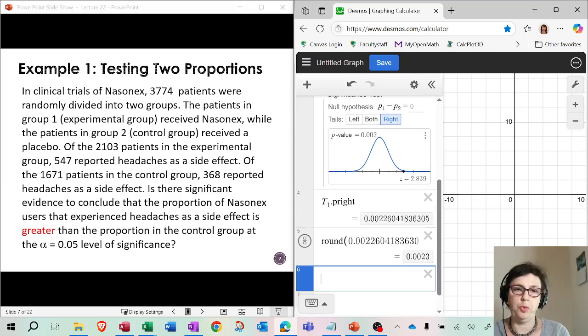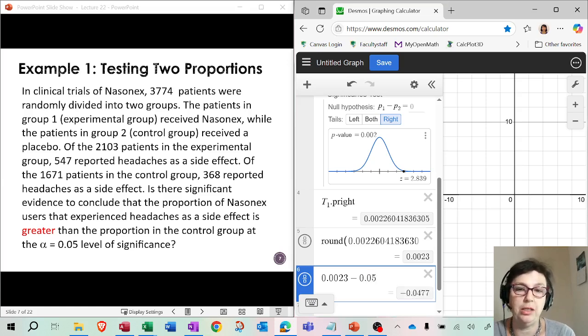Is that less than 0.05? Hopefully, you know that 0.0023 is actually less than 0.05. But if you don't know or just want to check, you can always subtract them. And because the answer is negative, that means it is a statistically significant result. And we are going to reject the null hypothesis. And we will say we have enough evidence to conclude that the Nasonex group has more headaches as compared to placebo.